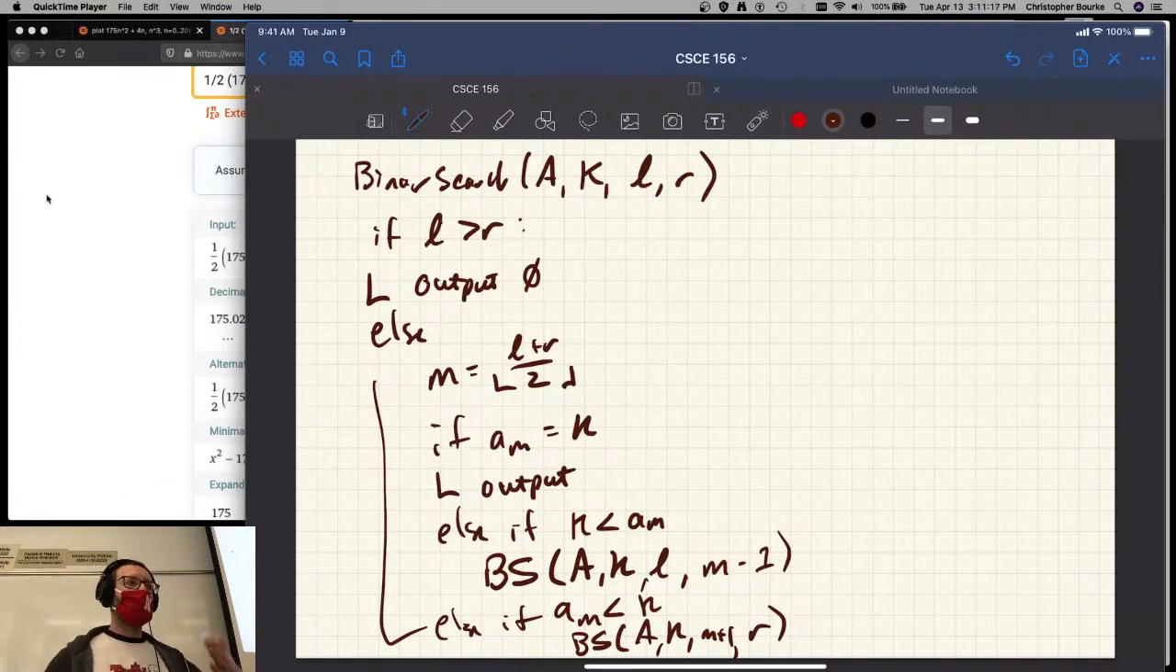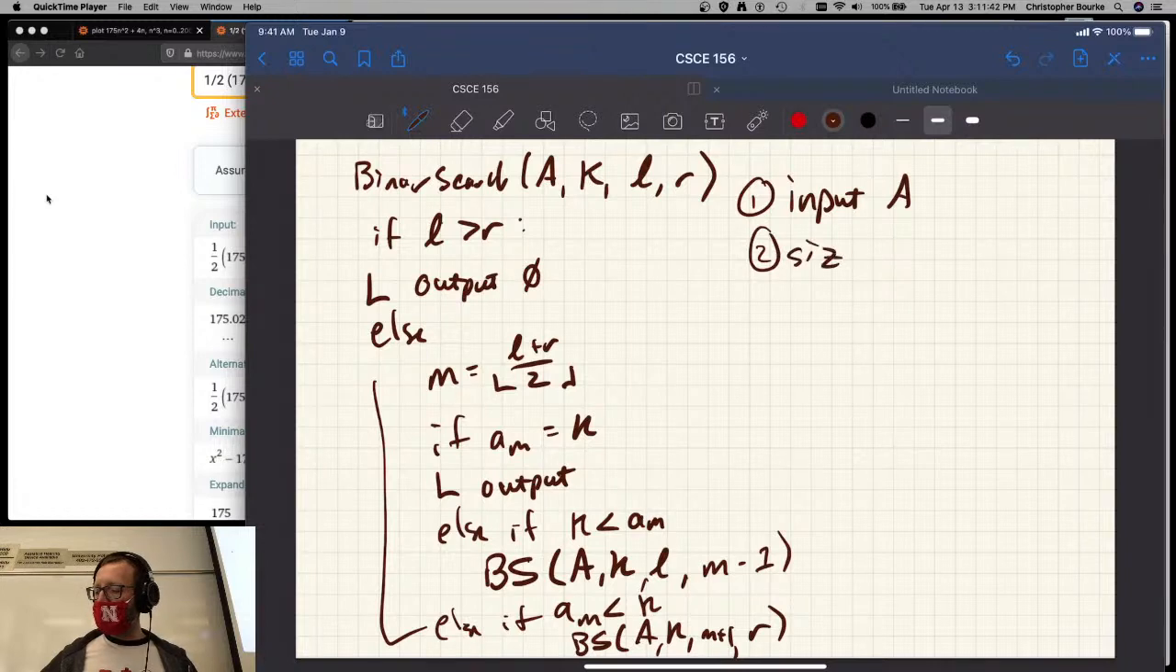Go through your 5-step process. 1, what's the input? This is one of those cases where we've got 4 inputs. Is the key relevant? No. L, R, they're not directly relevant, but the input is the thing that does change. There's only one L, there's only one R, right? So the input is going to be A. What's the size? The number of elements in the array, N. Number of elements in A.